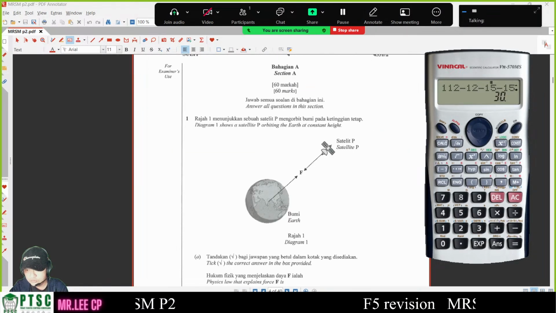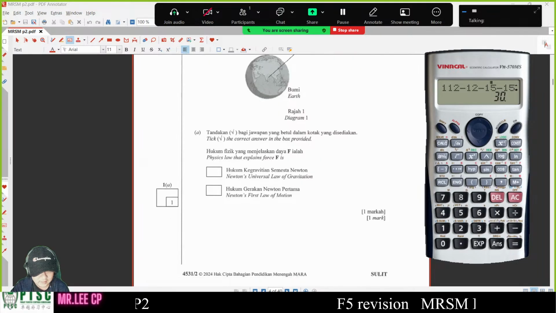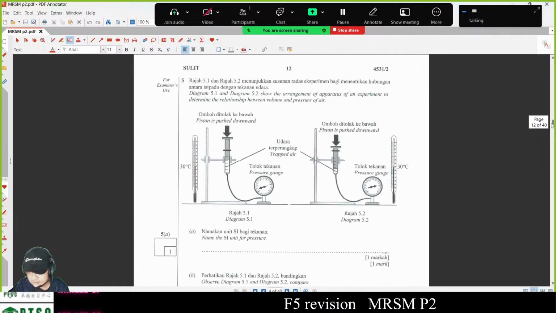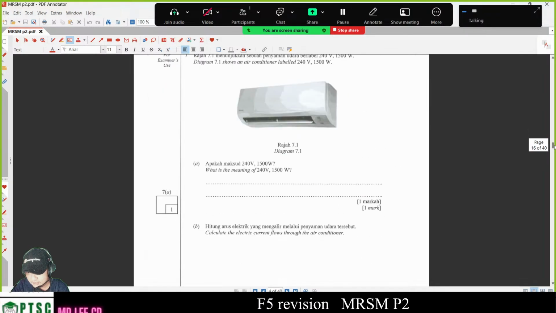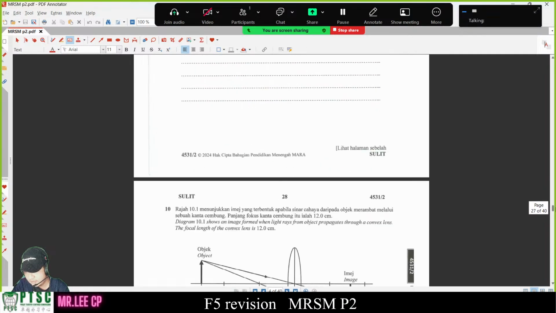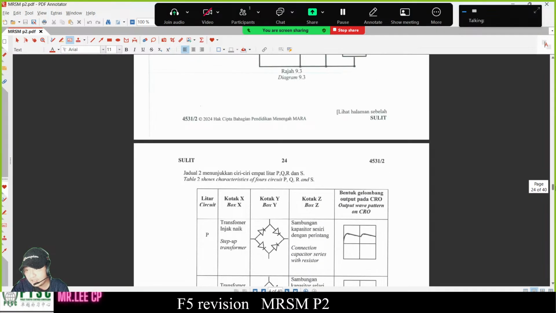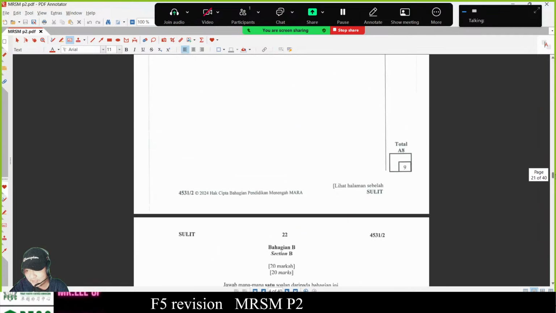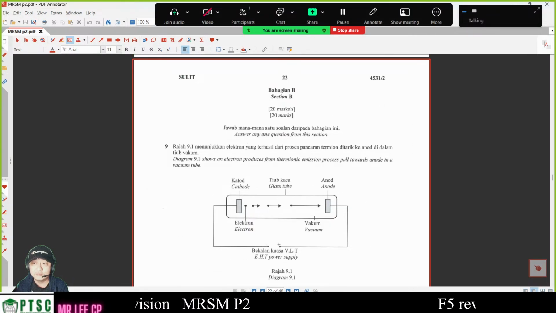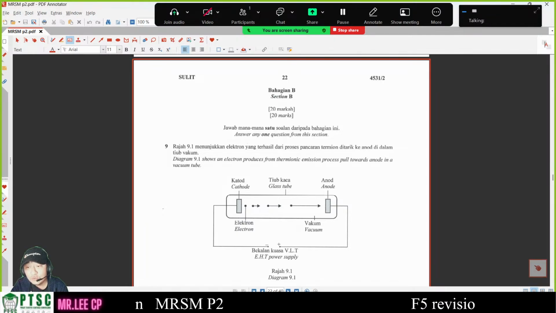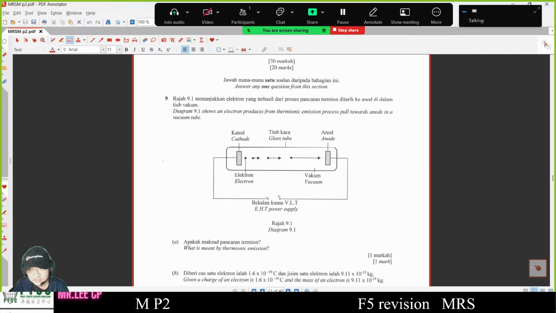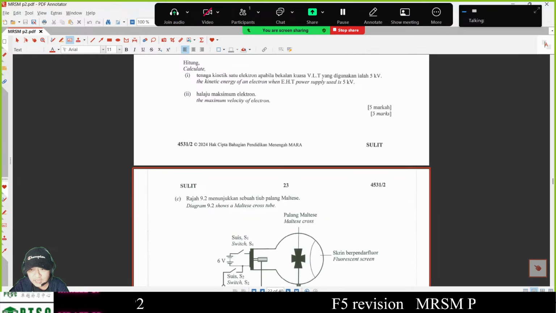So today we are going to focus on the 50 mark first, right? About questions 9, 10, 11. So this is section B. We go to section B first. You are going to answer any one of the questions in this section. So this is question number 9 and question number 10.